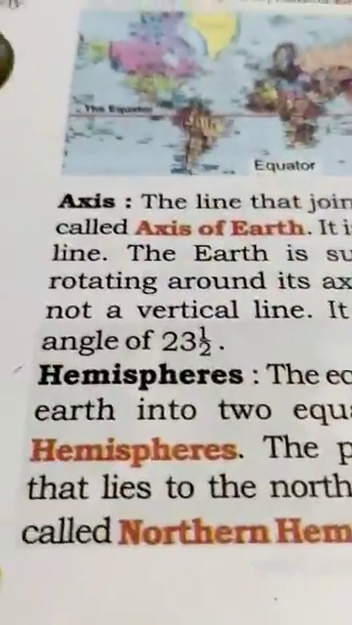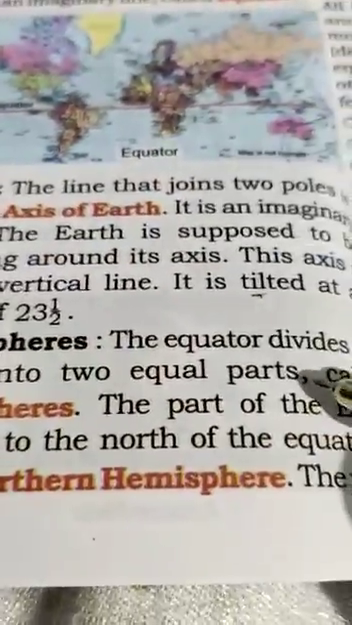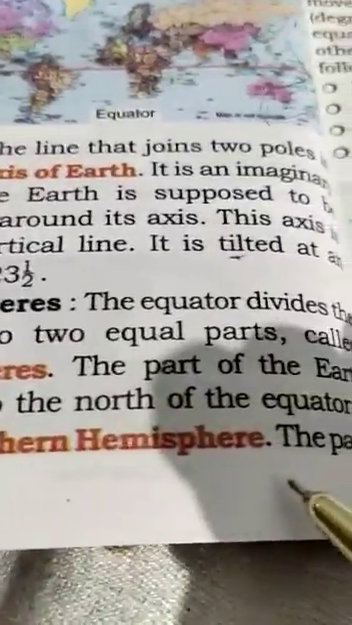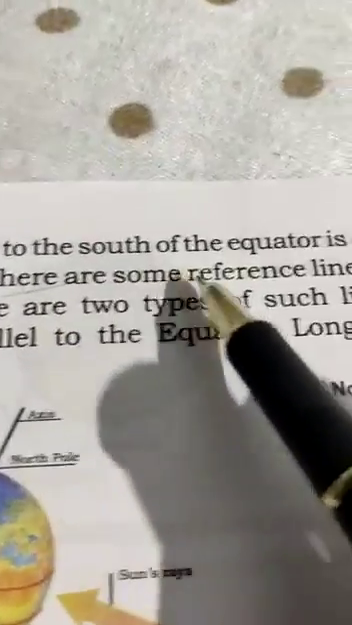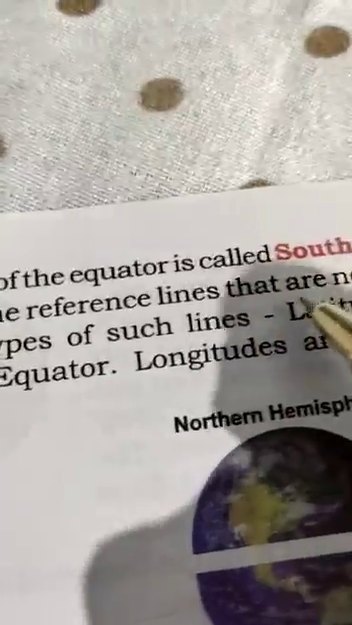Hemisphere. The equator divides the earth into two equal parts called hemispheres. The part of the earth that lies to the north of the equator is called northern hemisphere. The part of the earth that lies to the south of the equator is called southern hemisphere.